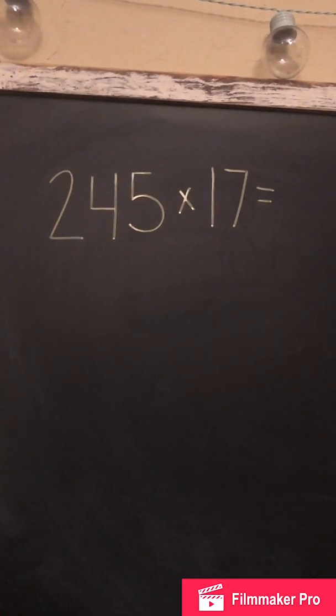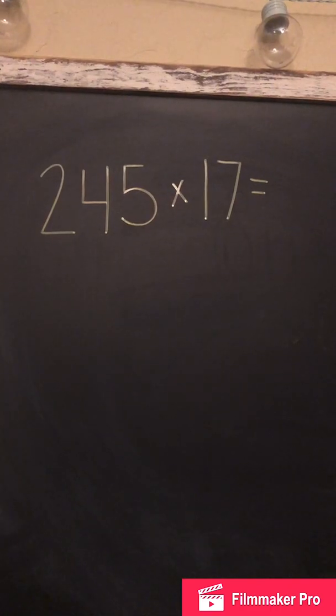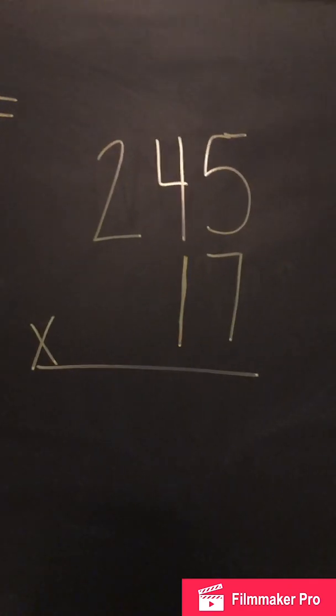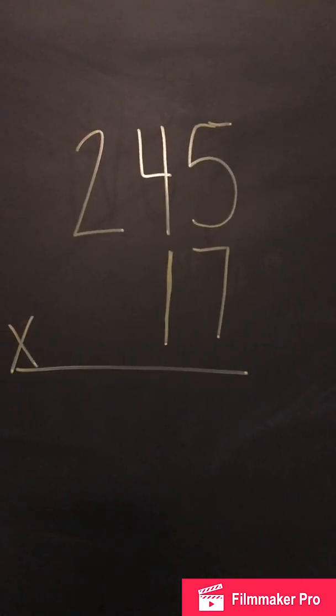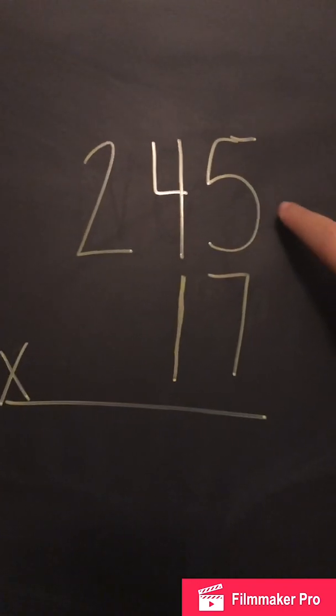This is a 3-digit by 2-digit multiplication problem. 245 times 17. As you can see, I've set up our problem. I have the biggest number on the top and the smallest number on the bottom. I've lined up our digits.